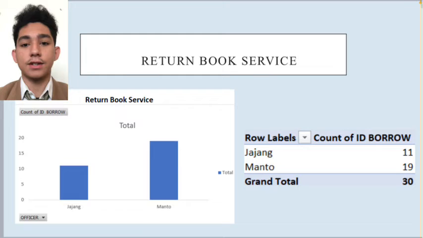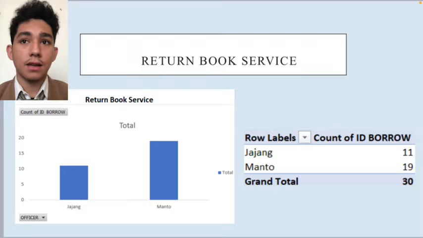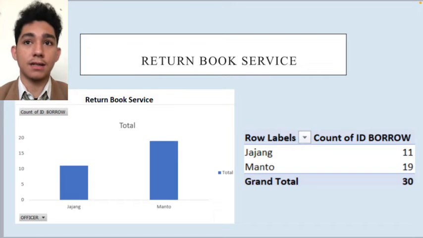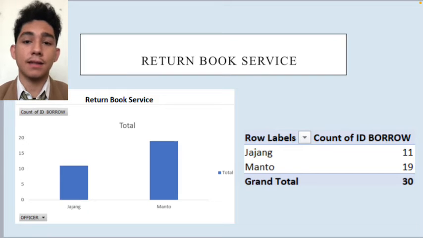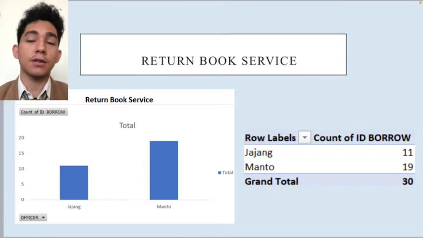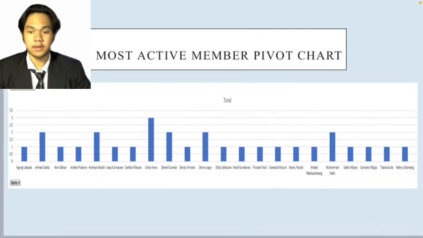This slide is showing the pivot chart table about written book service. In this table, there are Jajang and Manto. Jajang serves 11 times in 30 days. Then Manto serves 19 times in 30 days. So Manto serves more than Jajang in 30 days. Active member on the pivot chart.